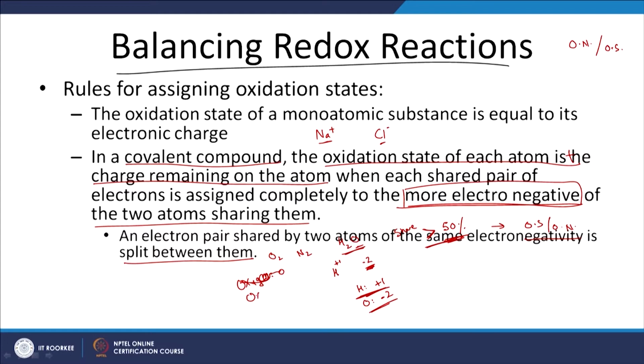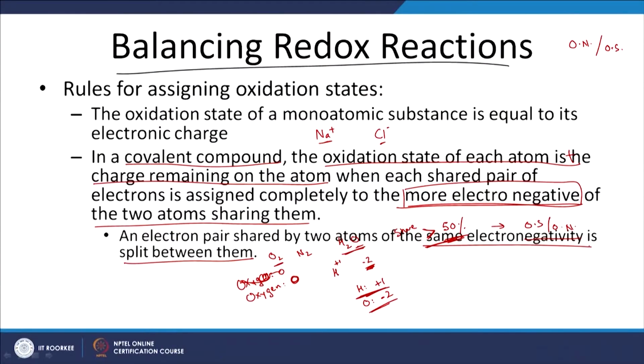Thus you see that the oxidation state of oxygen in O2 would be 0. Why is that? Because both the oxygen atoms have the same electronegativity, and that is why the electron pair is split between them. So the oxidation state of oxygen in O2 is 0. But in H2O it's relatively different. Why is that? Because oxygen compared to hydrogen is more electronegative, and it would have greater than 50% share of the relevant electrons. And obviously the last aspect, I guess, right?